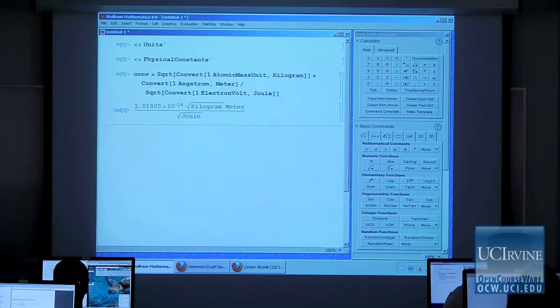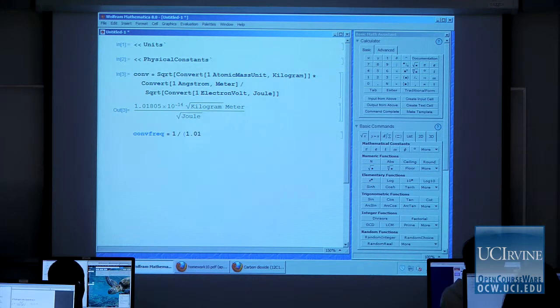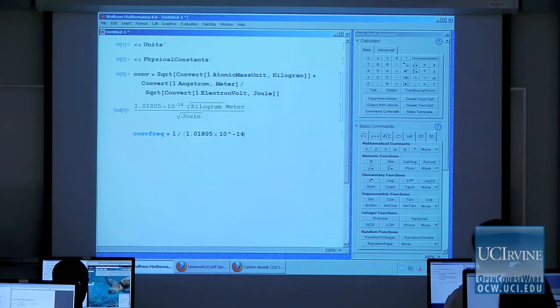And now our conv freq is just the reciprocal of that. I'm going to just type the number in so I get rid of the units that I'm not going to use from now on. So I'm going to call convfreq equals, oh, Mathematica doesn't like the underscores. Let's just say convfreq without the underscore. That's going to be equal to 1 over 1.01805 times 10 to the minus 14. And this number is understood to be in radians per second, the way I've defined it.